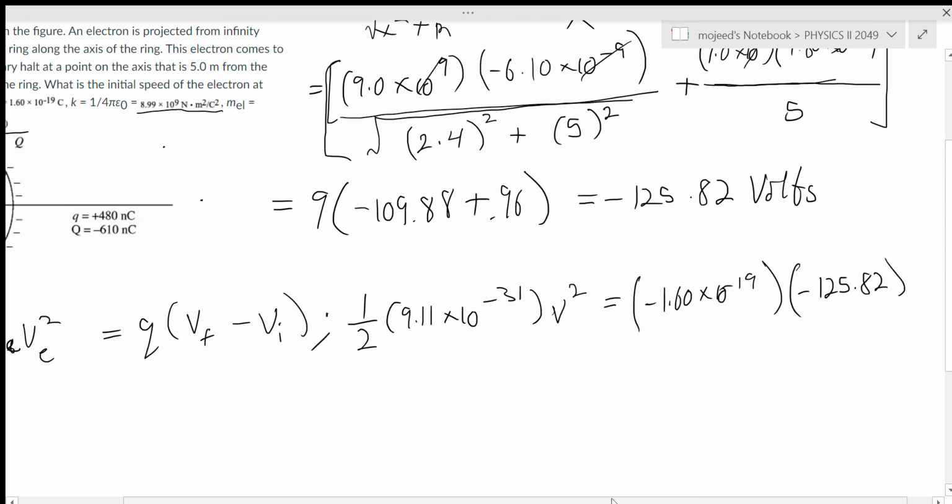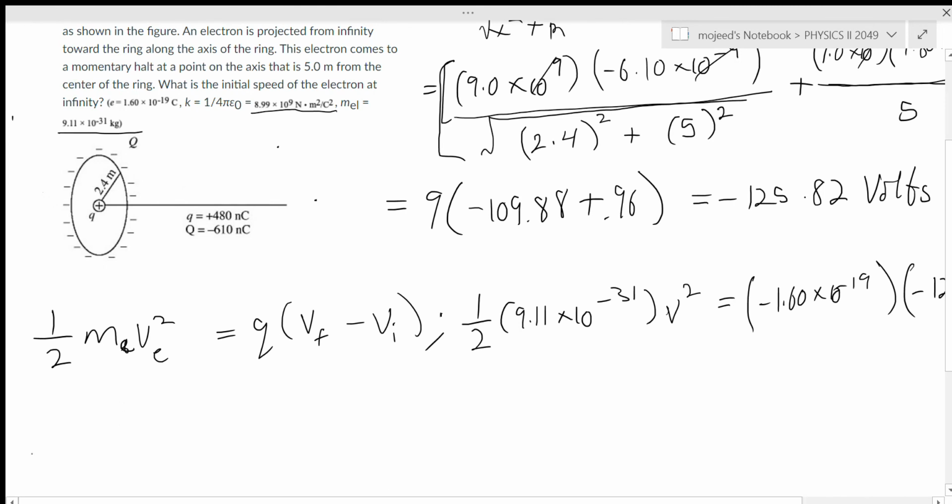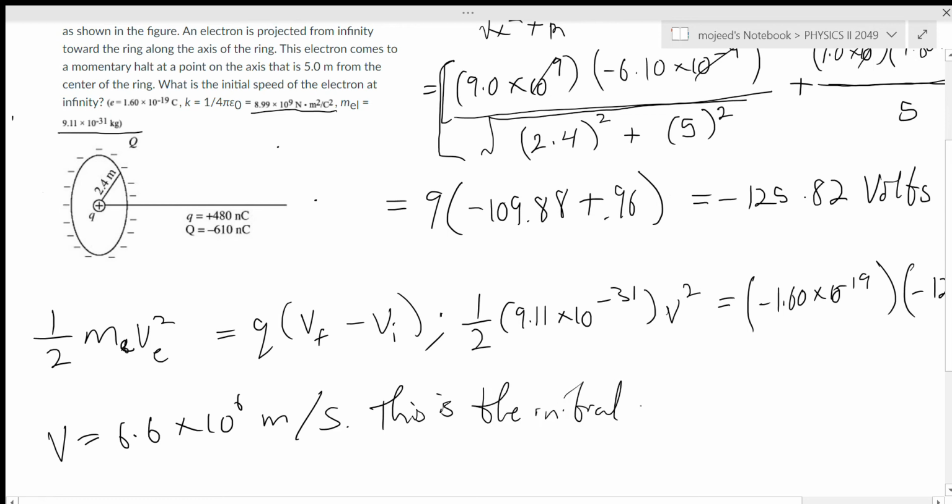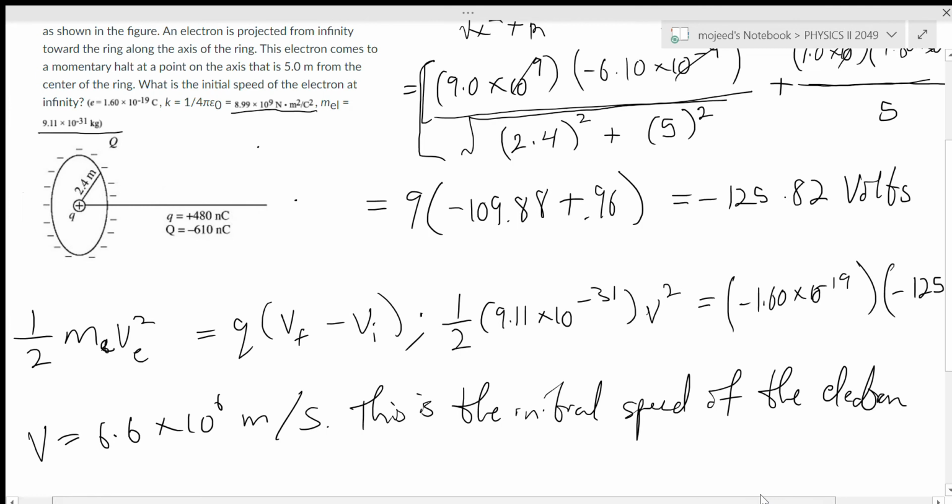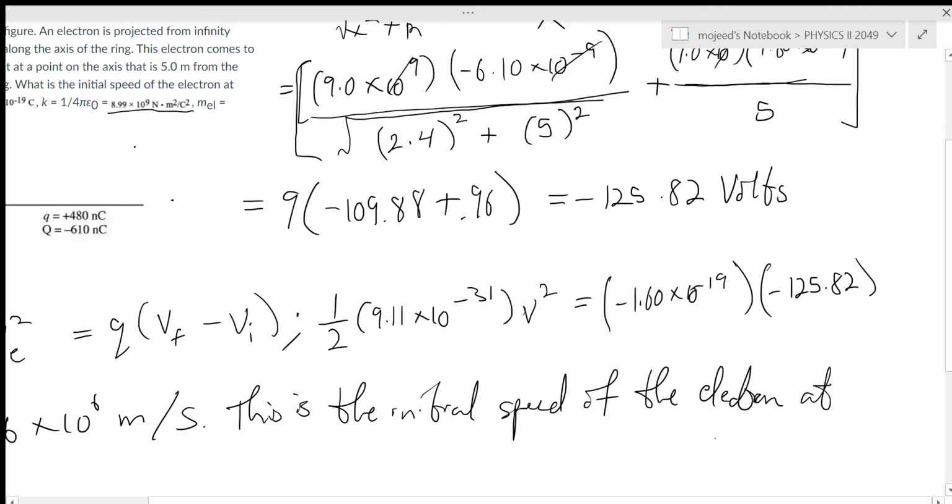And so, once we do the computation, we get v equals 6.6 times 10 to the 6 meters per second. And this is the initial speed of the electron at infinity.